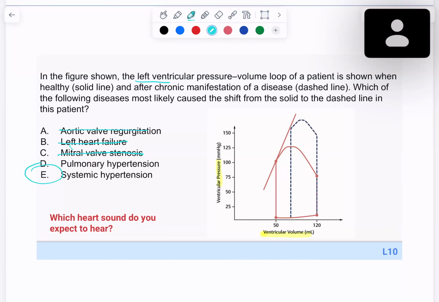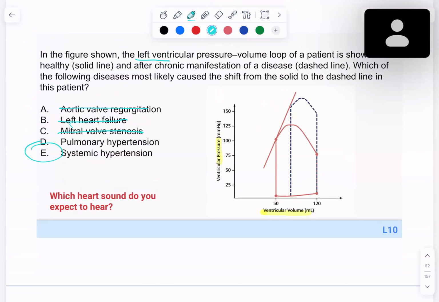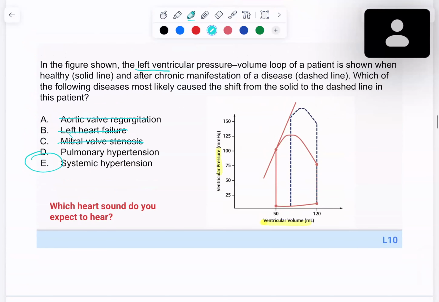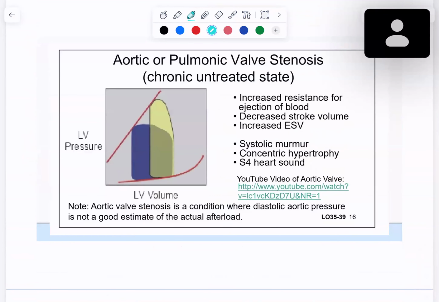Excellent, aortic stenosis. So again, in this kind of pathology, the heart is working against high pressure, and so it has to work harder to pump blood through this very thin opening. And which heart sound do you expect to hear? Since the pressure here is so high, you need to think about something that causes pressure overload. S4, amazing. So this is the slide that talks about it. And here again, you have decreased stroke volume, increased end systolic volume, and S4 heart sound. That's the most important thing you need to know.